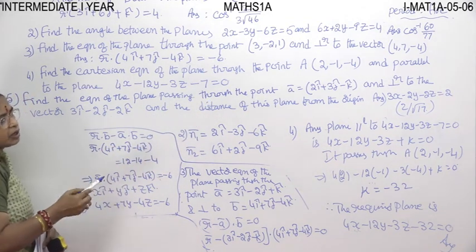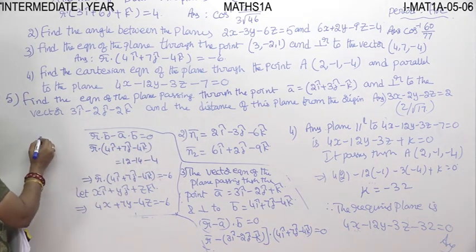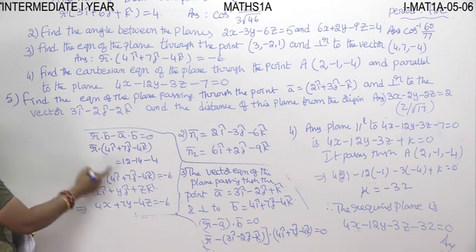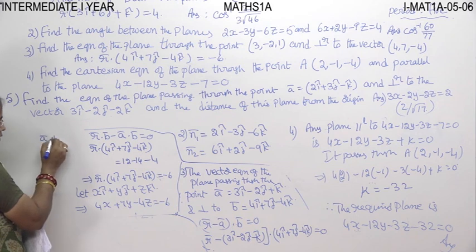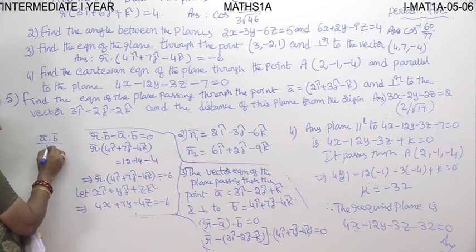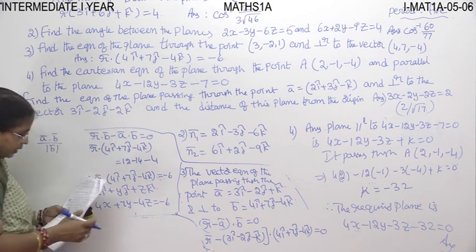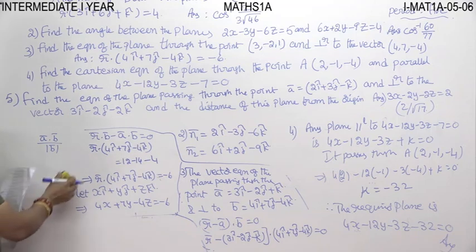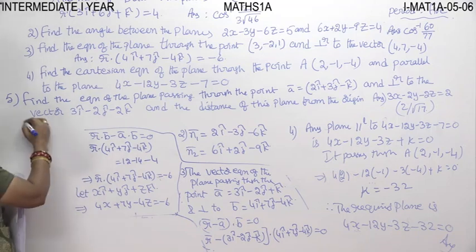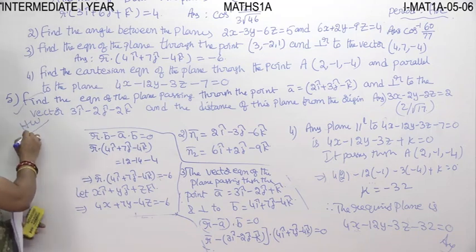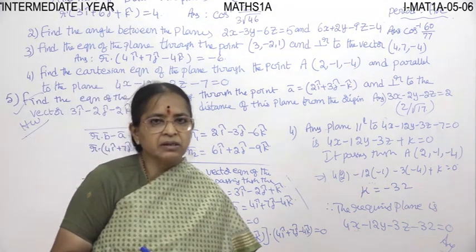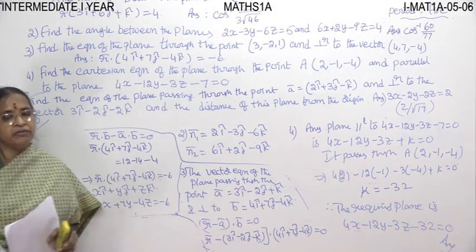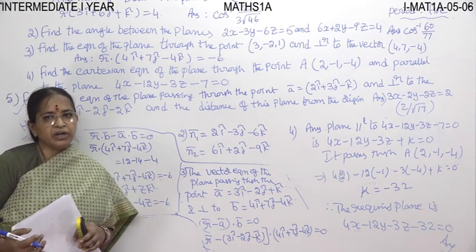The distance of the plane from the origin is given by a dot b by mod b. So you have the formula, no? a dot b by mod b is the formula to find the perpendicular distance from the origin to the plane. So you take this as homework. Now we'll do some 2-3 problems in the next period, and then we'll start vector products between 2 vectors. Okay.